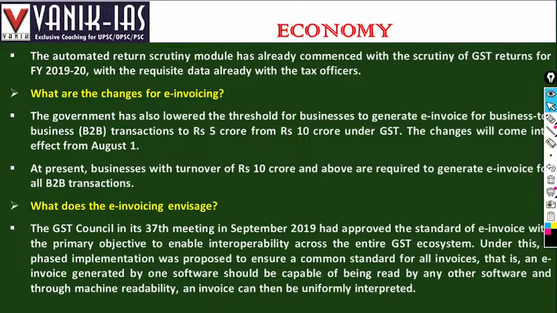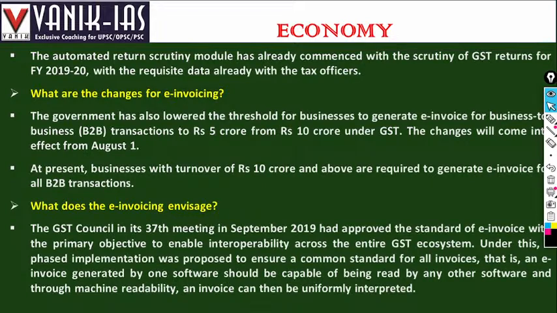And the changes for e-invoicing: the government has also lowered the threshold for businesses to generate e-invoices for business to business (B2B) transactions to 5 crore from 10 crore under GST. The change will come into effect from August 1st. At present, businesses with turnover of 10 crore and above are required to generate e-invoices for all B2B transactions, but now it has been reduced to 5 crore. Okay.